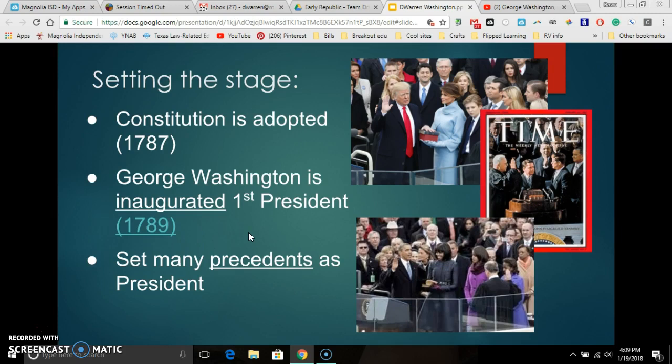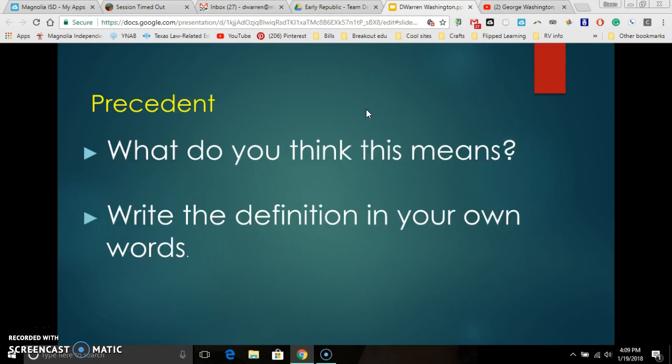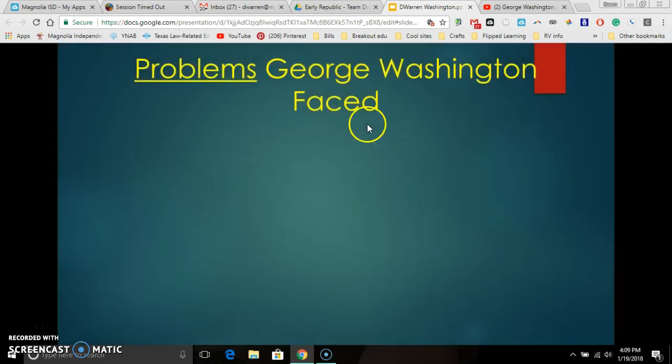Most of what your notes are going to be is in yellow. Okay, so don't write anything that's not in yellow unless you just want some extra information. On page 1, you're going to title that the Early Republic Unit. Now, we're going to talk about precedents today. And as I said before, those mean setting an example for others, a precedent.